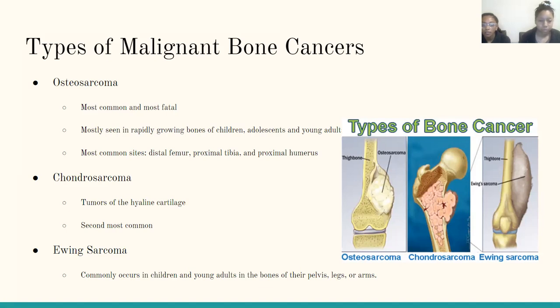And the last form of malignant bone cancer is the Ewing sarcoma. It commonly occurs in children and young adults, and it's rarely seen in adults that are older than 30. It's commonly found in the pelvis, the legs, or the arms.